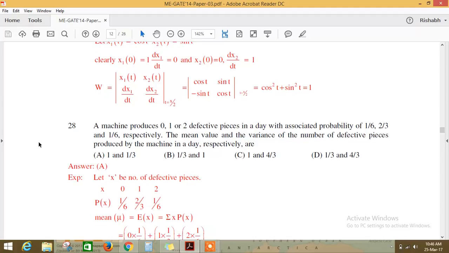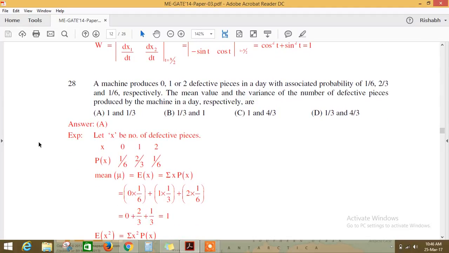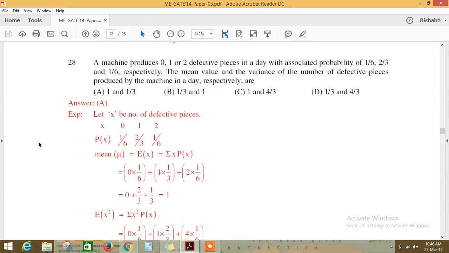Now let's see the next question. These questions are of 2 marks each, so please be careful. Question number 28 is a question from probability and statistics. You have to find out the mean and variance.